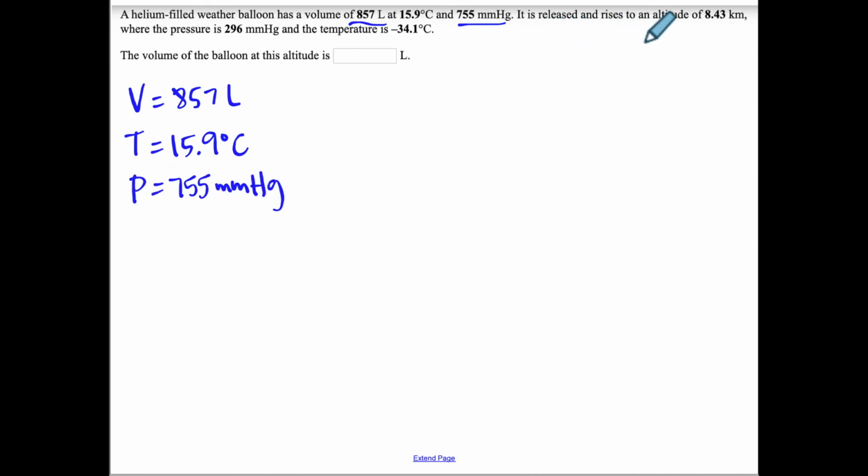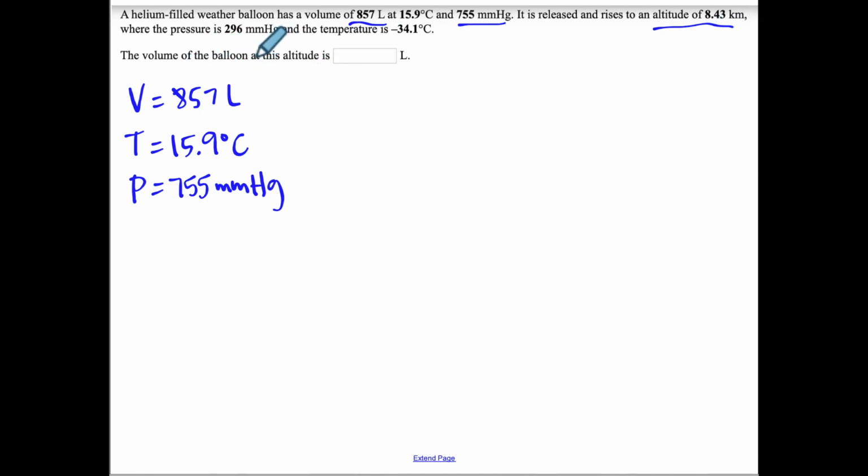Okay, to do this problem, we're going to start by listing our givens. We have 857 liters, which is a volume. We have 15.9 degrees Celsius, which is a temperature. We have 755 millimeters of mercury, which is a pressure. Then it tells us it's released and rises to an altitude of 8.43 kilometers. Now, nothing in any of our gas laws indicates meters or altitude, so let's just leave that. That's likely extra information, but let's keep reading.